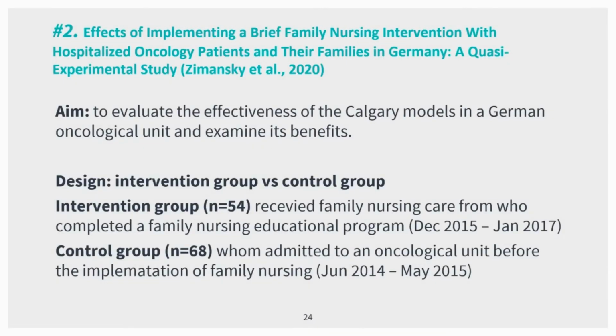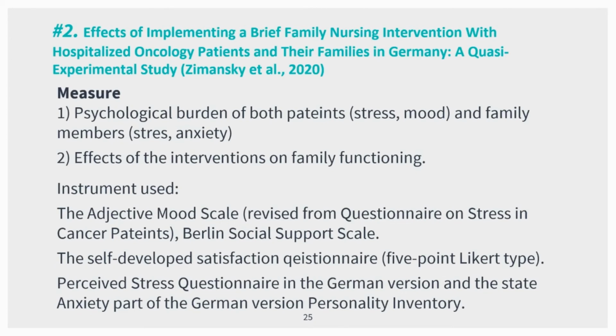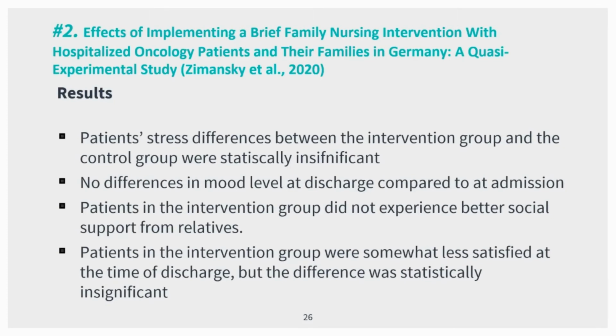The second research was done in an oncology hospital in Germany. Their aim was to evaluate the effectiveness of CFAM and examine its benefits. The intervention group received family nursing from nurses who completed a family nursing program. They wanted to measure psychological burden in both patients and family and the intervention effect on family functioning. This study used multiple instruments to capture the data, including self-developed scales. Unlike the first study we reviewed, this study team did not find any significant outcomes in psychological effect of CFAM.